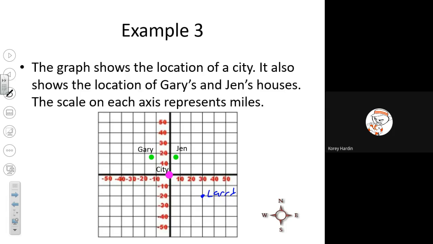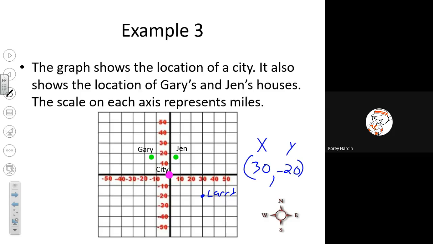All right. So I do my x-axis first, then my y-axis. So my x-axis is going to go right 30. So that's going to be positive 30. And then I'm going to go down 20. So my point where Larry's at is 30, negative 20.